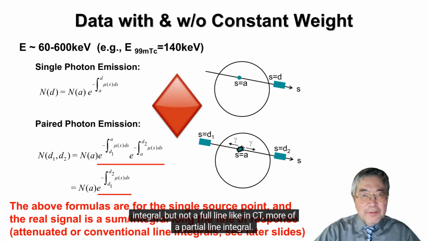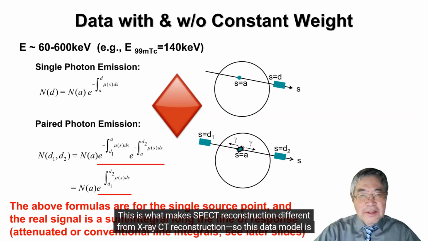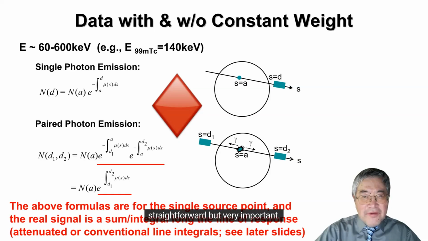It's a line integral, but not a full line like in CT, more of a partial line integral. This is what makes SPECT reconstruction different from X-ray CT reconstruction. So this data model is straightforward but very important.